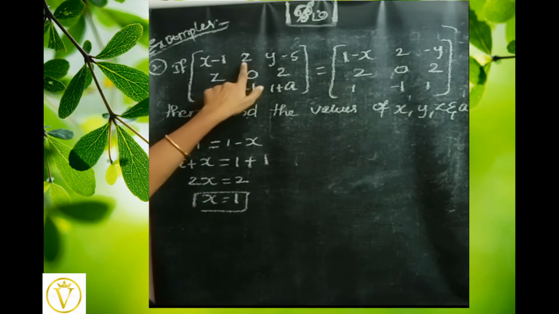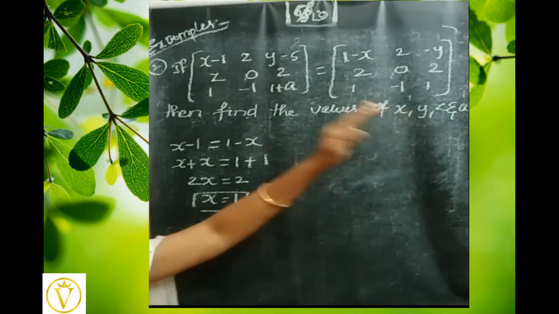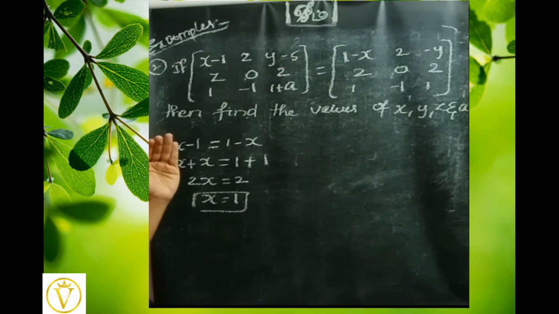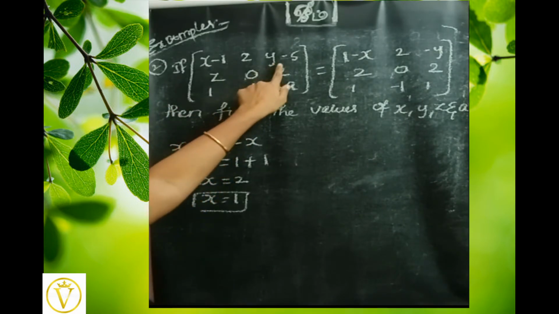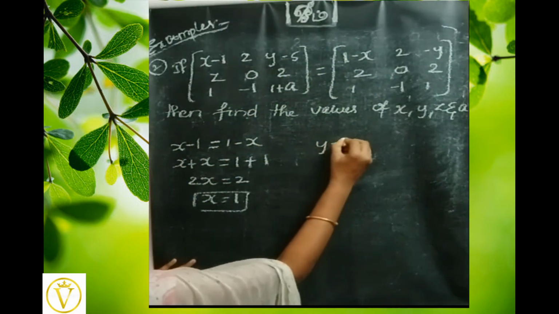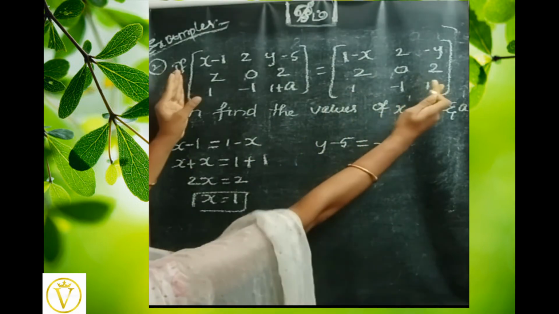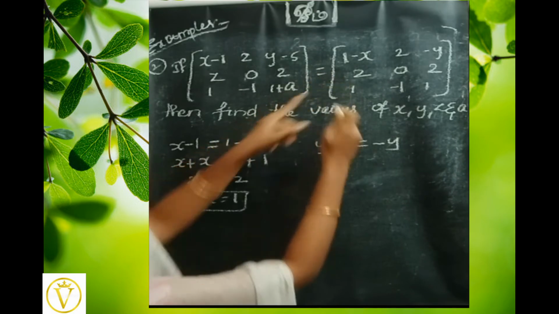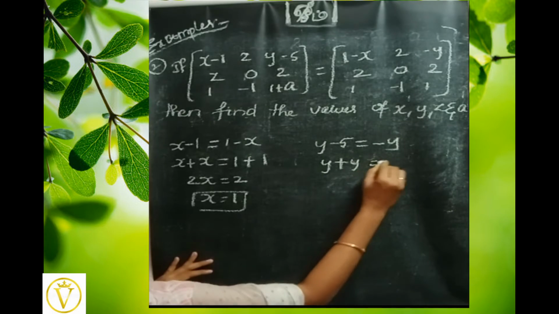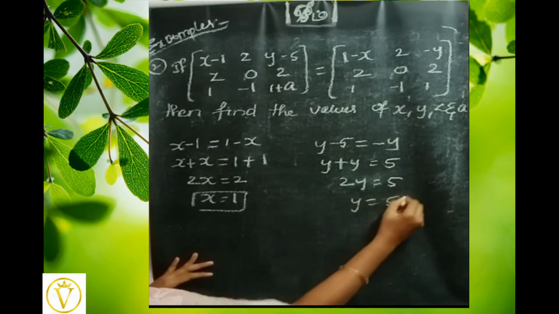Next, the same values are there, so leave it. They asked only x, y, z. Wherever you have x, y, z values, only those you have to equate with the corresponding elements. So next, y minus 5 equals minus 1, because they have said these two matrices are equal. So y plus y, 2y equals 5. y equals 5 by 2.